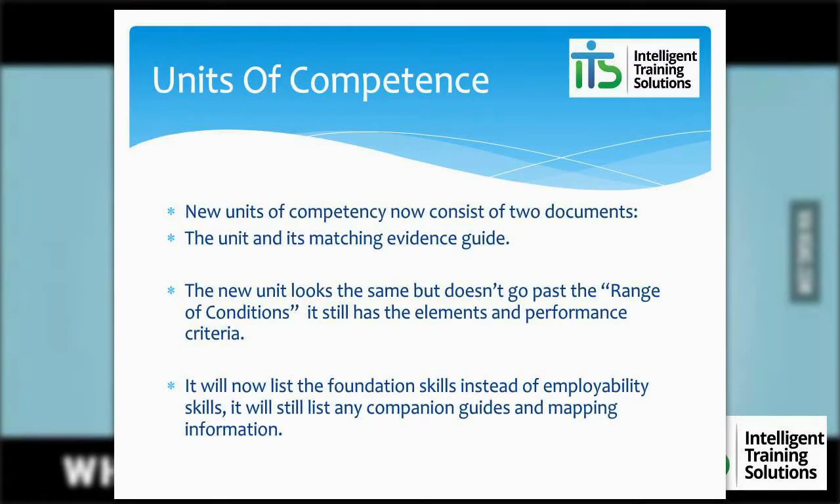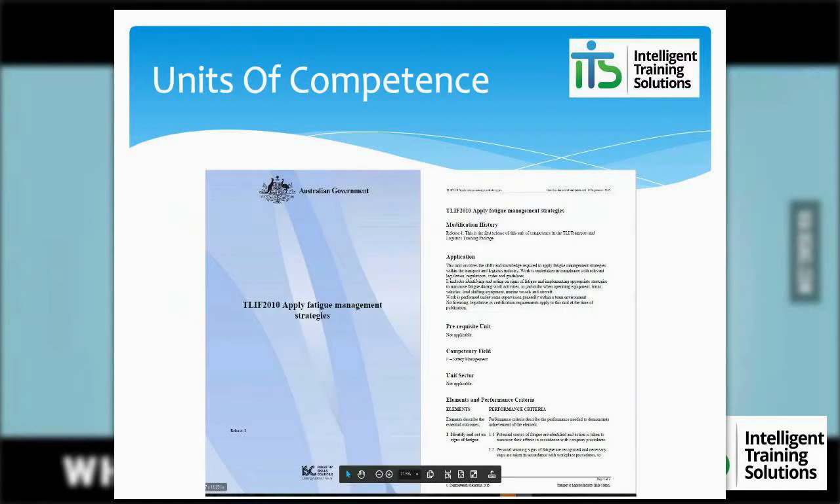So new units of competency now consist of two documents, the unit and its matching evidence guide. The new unit looks the same but doesn't go past the range of conditions. It still has the elements of performance criteria. It will now list the foundation skills instead of the employability skills, and it will still list any companion guides and mapping information that's required. So this is now the new unit of competence. This is the one that's replaced the other one.